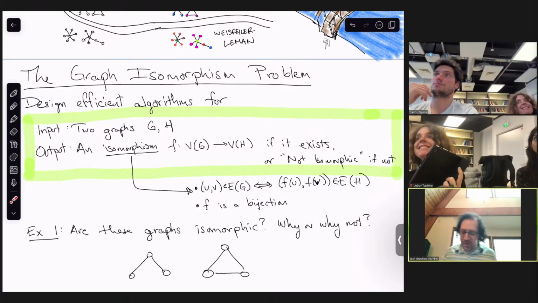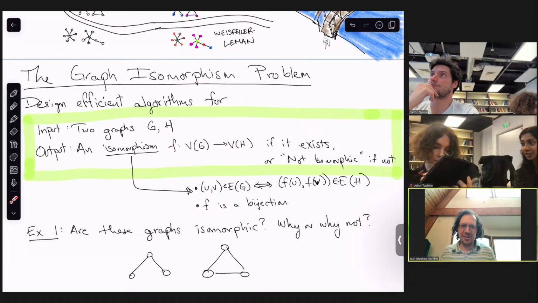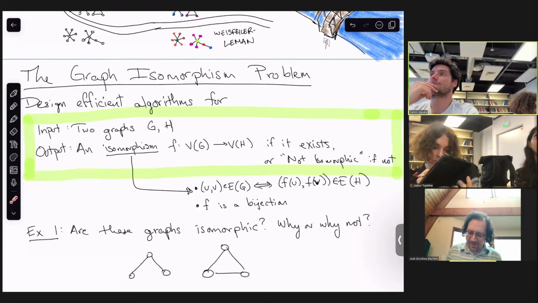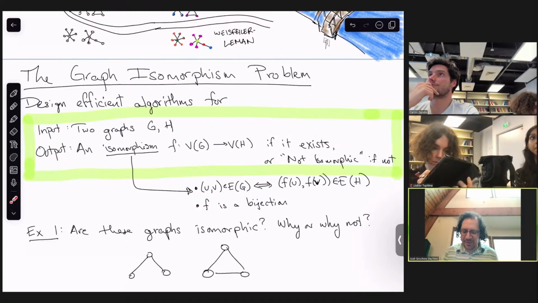Very good. So, these are finite graphs. Everything I do for this talk is going to be finite graphs. And so indeed you can count edges, and this condition implies that the number of edges of G and H is the same. And here they're not. Here you have 2 and here you have 3.